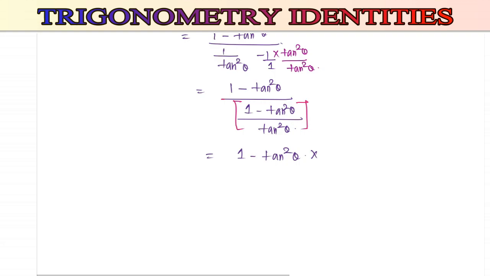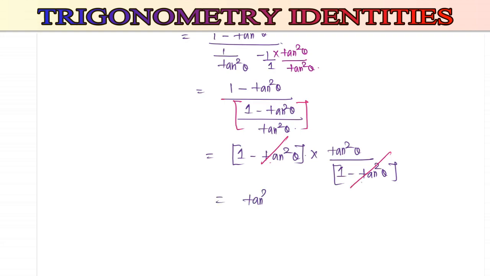So we'll get here 1 minus tan square theta divided by tan square theta, and the reciprocal is tan square theta divided by 1 minus tan square theta. So this is in the denominator and here it is in the numerator. So both the terms will get cancelled. 1 minus tan square theta, 1 minus tan square theta will get cancelled. So we are left with tan square theta. So it is nothing but RHS. So we have taken the LHS and we have proved the RHS value. Hence it is proved.